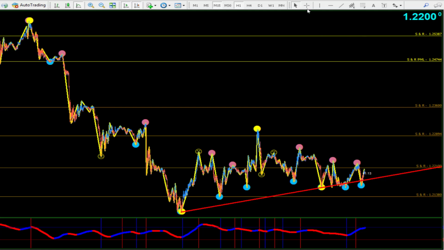Now another thing that one needs to know is, I'm just going to draw this trend line here, so that you can also understand what I mean. Okay, let me use one from the platform. Okay, just a moment.